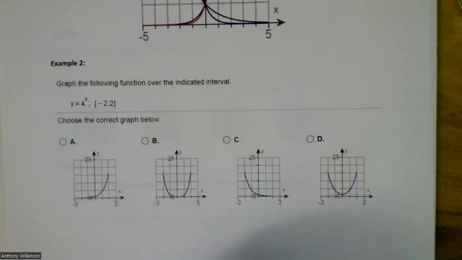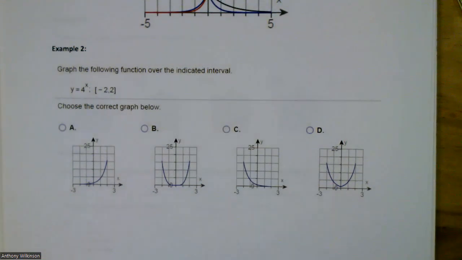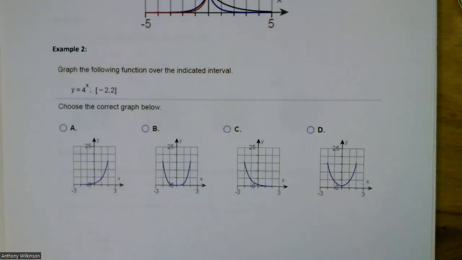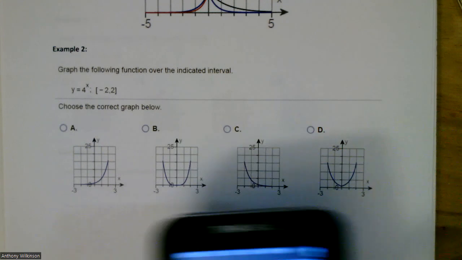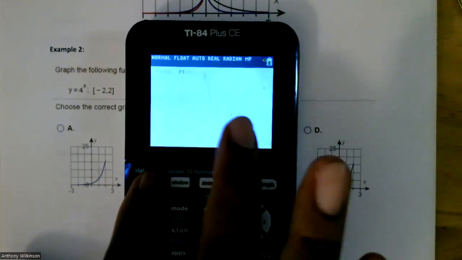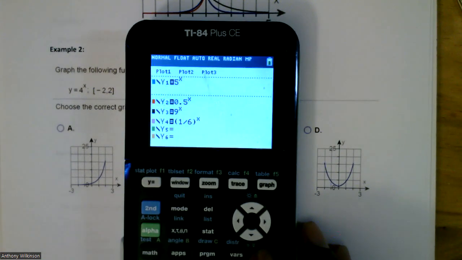Now, example 2 looks like this. Graph the following function over the indicated interval: y is equal to 4 raised to the x. And the interval that they give us is from -2 to +2. Okay, this is what I would do here. And they do give us a choice of graphs to use here. So let's go ahead and press the y equal to button.